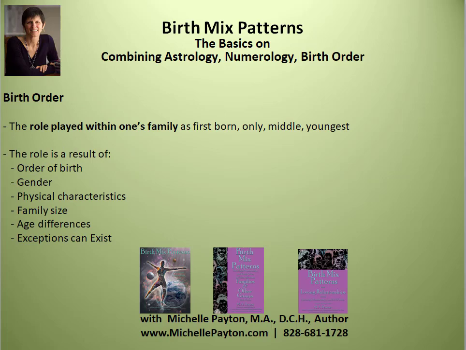We also look at birth order. This is the role that we have played in our own families as firstborn, only, middle, and youngest. And this is a result of the actual order of birth. If you're born first, if you're born second, if you're born third, your gender, your physical characteristics, your family size, what are the age gaps? There are also other exceptions as well.